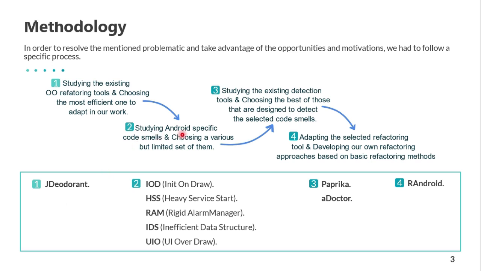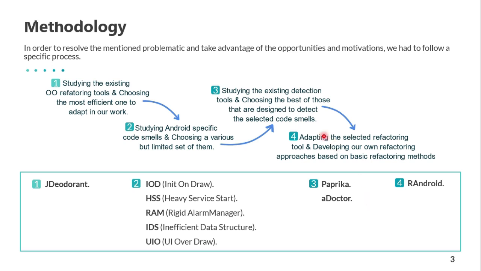After that, we studied and selected the code smells to be handled in our tool by elimination based on detection metrics, impact on resources, and ensuring diversity regarding the classes defined by Habchi. Our selection process also ensures that the code smells chosen aren't deprecated or already refactored by other tools. Furthermore, we took into account whether these code smells are detectable by any Android detection tools or not. The five code smells that we ended up choosing are IOD, Invalidate Without Rect, HSS heavy service start, RAM rigid alarm manager, IDS inefficient data structures, and UIO, which is UI overdraw.